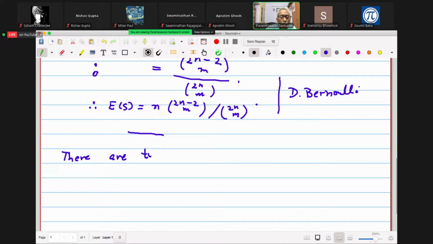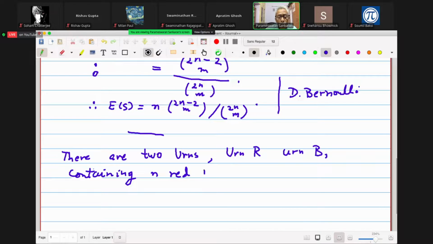There are two urns, urn R and urn B, containing n red balls and the same number, n blue balls. So n is not written properly. Same number.